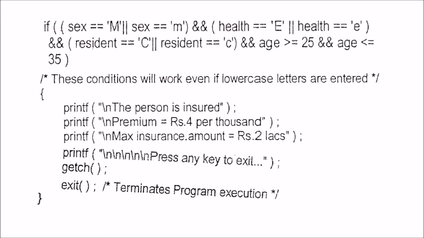The condition goes like this: according to the question we are taking, if sex is male, it can be small also. Health is E, excellent. Resident is C, that is city. And age is greater than 25 and age is less than or equal to 35. All these conditions we have met using this OR, which means either this or this, both are acceptable.